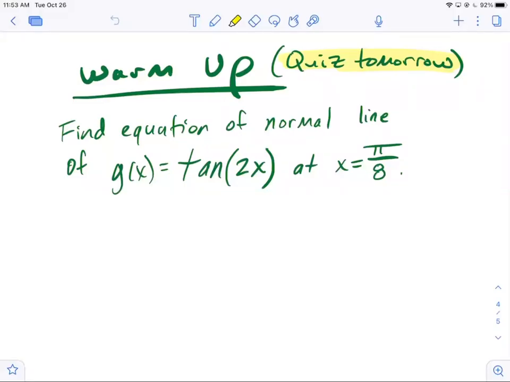Find the equation of the normal line to g of x equals tangent of 2x at x equals pi eighths.